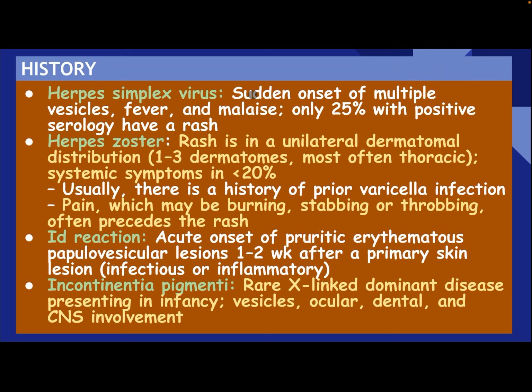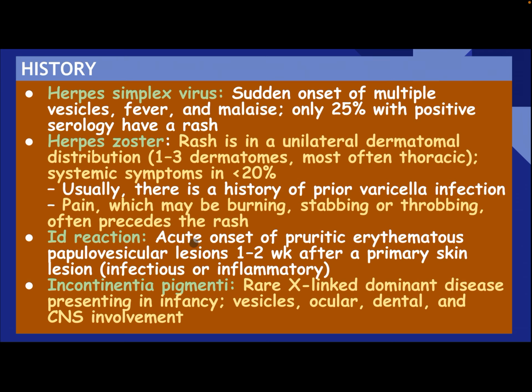Herpes simplex virus: sudden onset of multiple vesicles, fever, and malaise. Only 25% with positive serology have a rash. Herpes zoster: rash is in a unilateral dermatomal distribution, 1 to 3 dermatomes, most often thoracic, with systemic symptoms in less than 20%. Usually there is a history of prior varicella infection. Pain, which may be burning, stabbing, or throbbing, often precedes the rash.